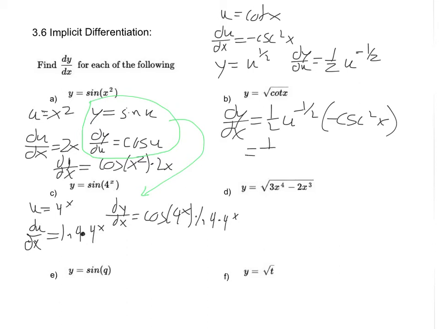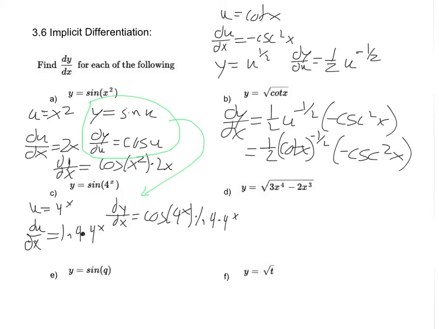So this is now 1/2 of cotangent x to the negative 1/2 times negative cosecant squared x. And of course that could be cleaned up and simplified quite a bit, but I'm going to skip that because it's not our focus for right now. Same thing in this next one.